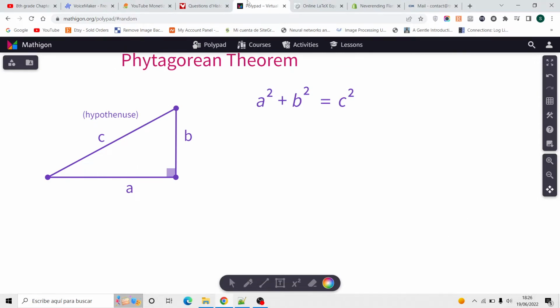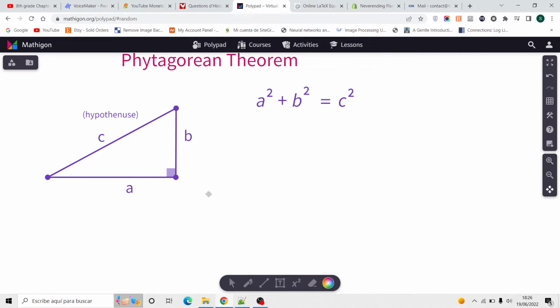So today we are going to work on the Pythagorean Theorem. The Pythagorean Theorem states that for a right triangle, like you have here, ABC, you have an equality between the sides of the triangle. So here you have a right triangle with a right angle right here.